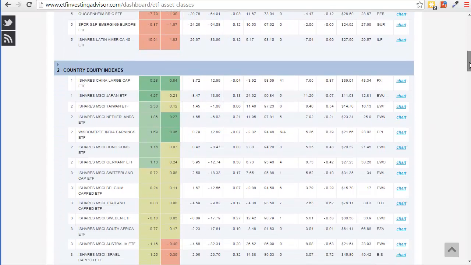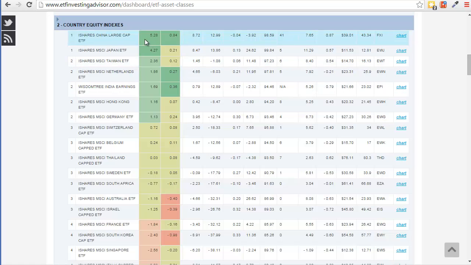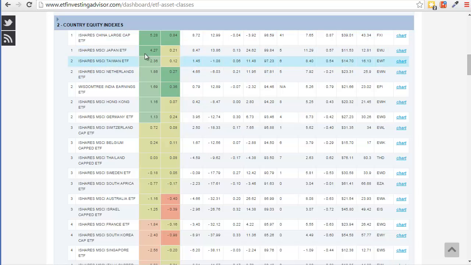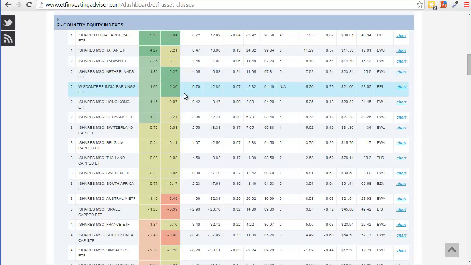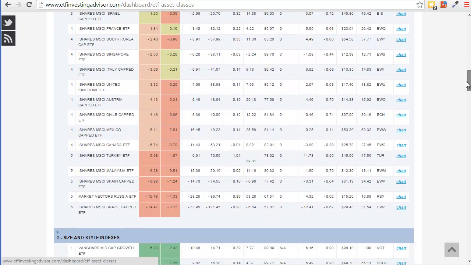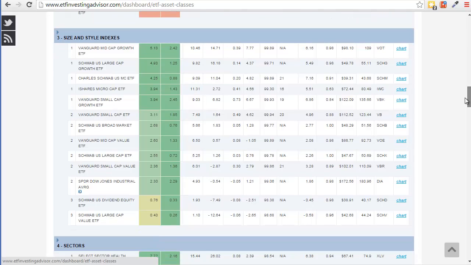Now let's go down to country equity indices. And what's interesting here is that China large cap really is the only one that's solid green. That's definitely been the strongest, and that's FXI in case you're interested in the symbol there. And then you can see we have a little bit of mixed results here. And then we go back into some that are green, so the Netherlands and India. And then everything else is actually fairly neutral to negative. So that should tell you something about what's happening on the global markets.